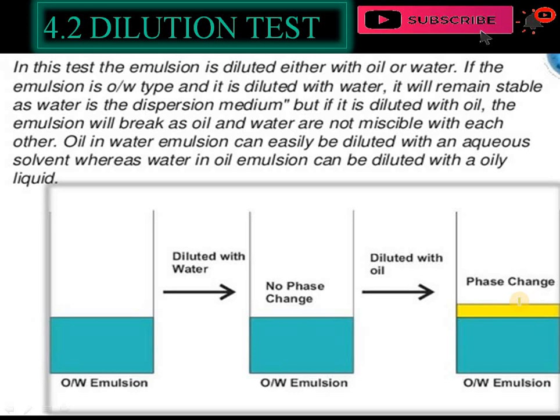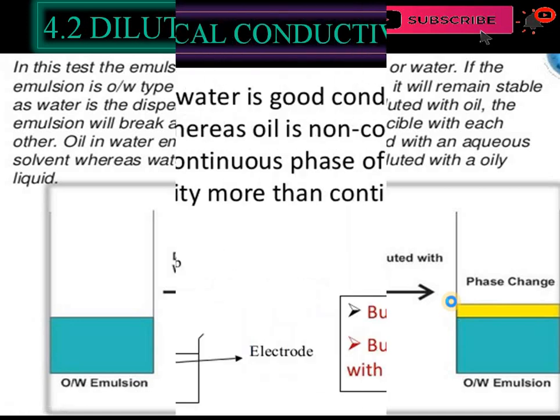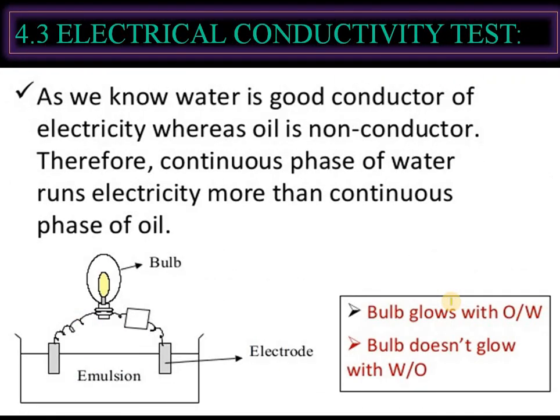But if on adding oil dilution does not occur, then it means it is a water in oil type emulsion, so the phase separation will take place. This is the way to check the dilution test, or the test of a dye.